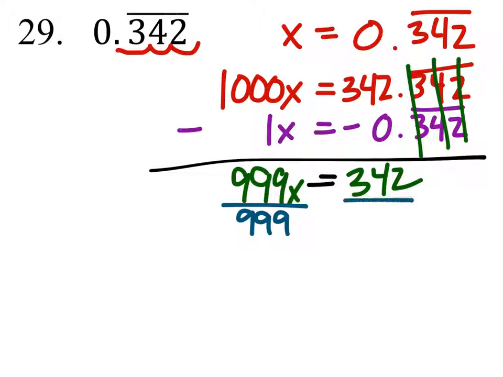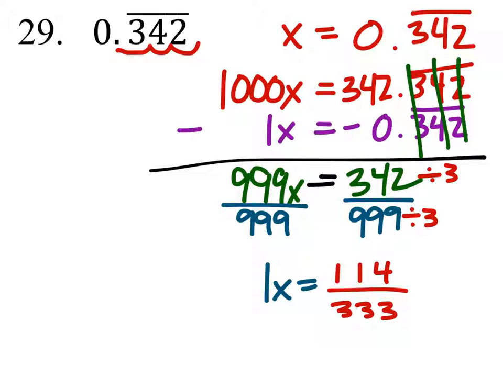Wait, hold on. Which will give me 1x, which is what I want. But I should be able to simplify that, 342 and 999. So if I divide it by 3, this is what I would get, but these are both divisible by 3 as well, yep. So as it turns out, as a fraction, 114 divided by 3 would be 38. It would be 38 over 111. Yeah, 38, very good, over 111.